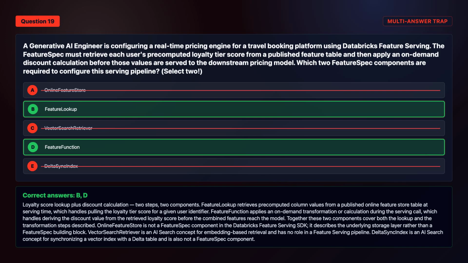Online Feature Store is not a feature spec component in the Databricks Feature Serving SDK. It describes the underlying storage layer rather than a feature spec building block. Vector Search Retriever is an AI search concept for embedding-based retrieval and has no role in a feature serving pipeline. Delta Sync Index is an AI search concept for synchronizing a vector index with a delta table and is also not a feature spec component.